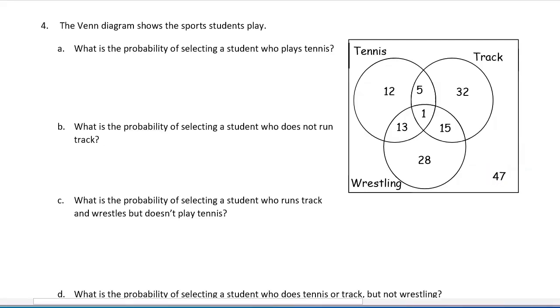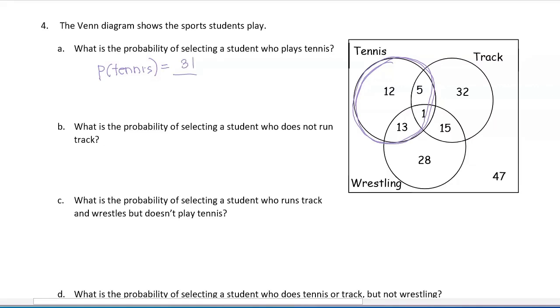This first question says, what is the probability of selecting a student who plays tennis? So first we need to figure out how many play tennis. All the students who play tennis are contained within this circle. So I'm going to add them up. And if I do that, I will get 31.